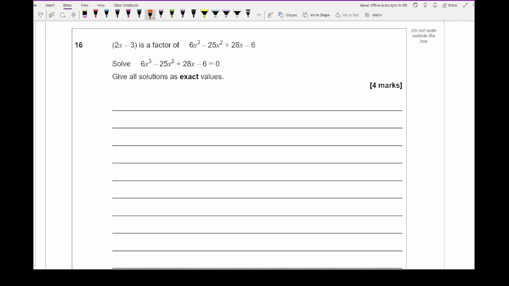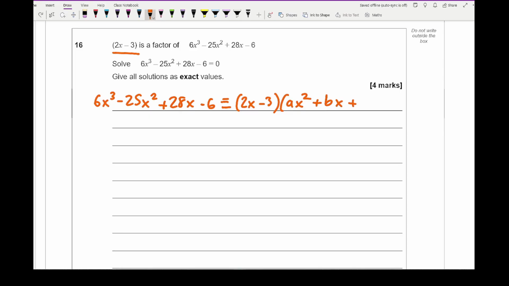So for this, as we know that 2x minus 3 is a factor, we're going to use our factor theorem to try and factorize this polynomial. So we've got 6x cubed minus 25x squared plus 28x minus 6, and that can be written as 2x minus 3 multiplied by my quadratic expression, which I'm going to write as ax squared plus bx plus c. Now what I then need to do is expand this out.